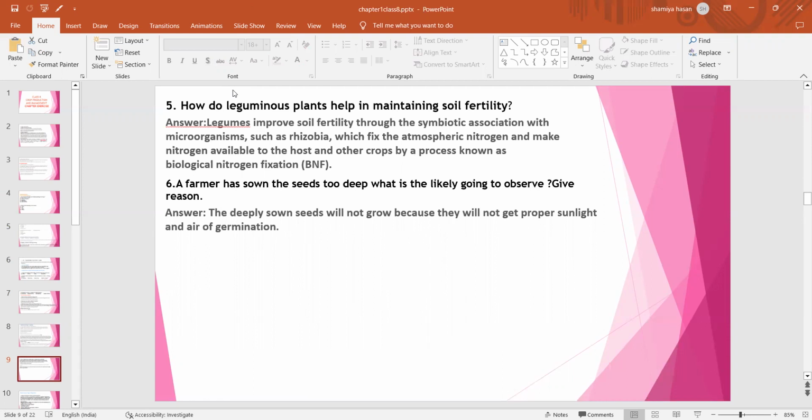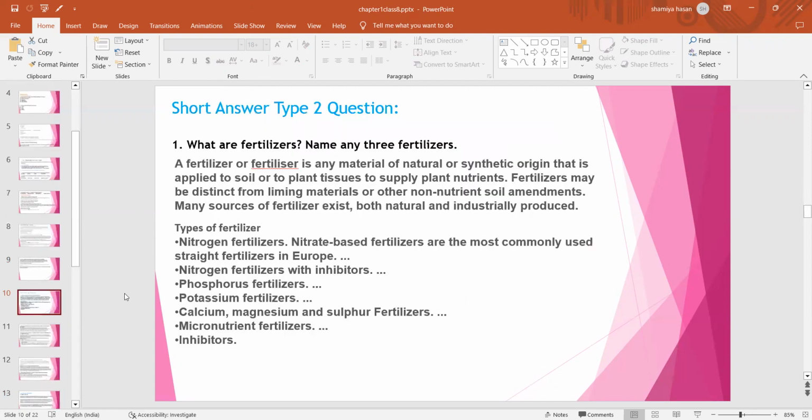A farmer has sown the seeds too deep. What is he likely going to observe? Give reason. The deeply sown seeds will not grow because they will not get proper sunlight and air for germination. One more thing, the same question has been asked later as well and I have given a detailed answer for it, which you can also write in this.